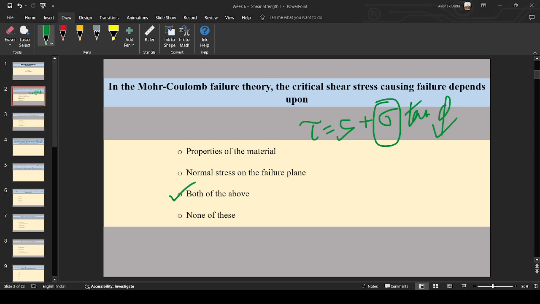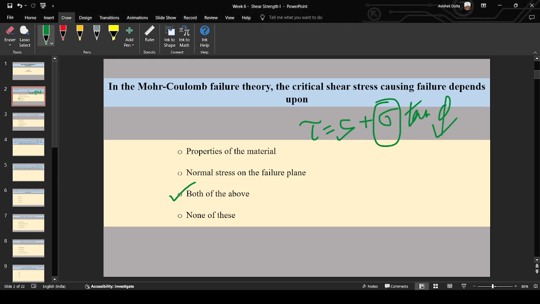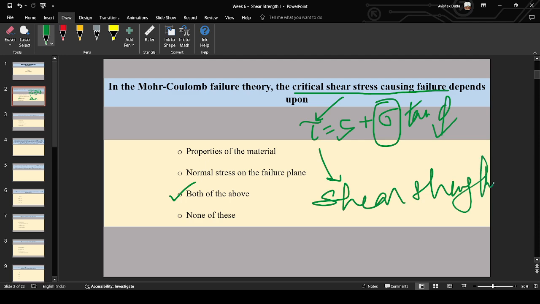Okay, this is the correct answer. The critical shear stress is defined as the shear strength. So the critical shear stress causing failure is nothing but the shear strength. This is shear strength. Okay. Next question.